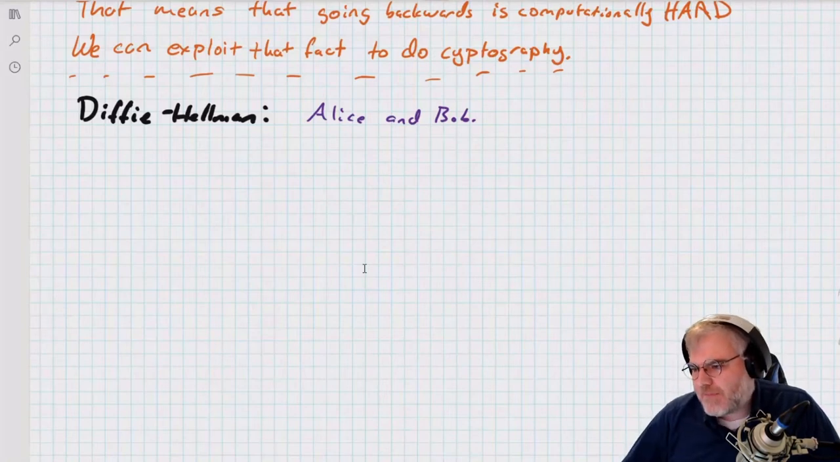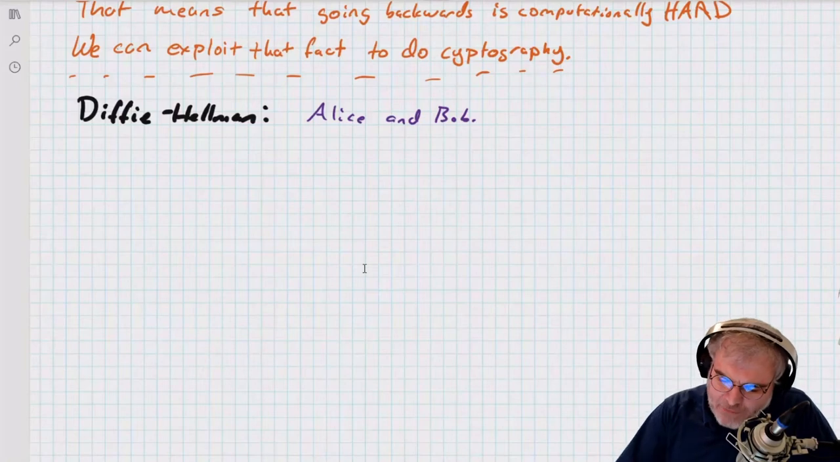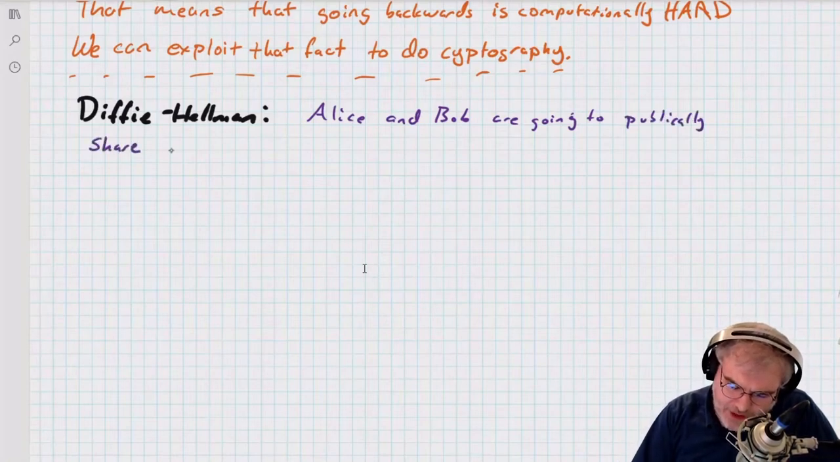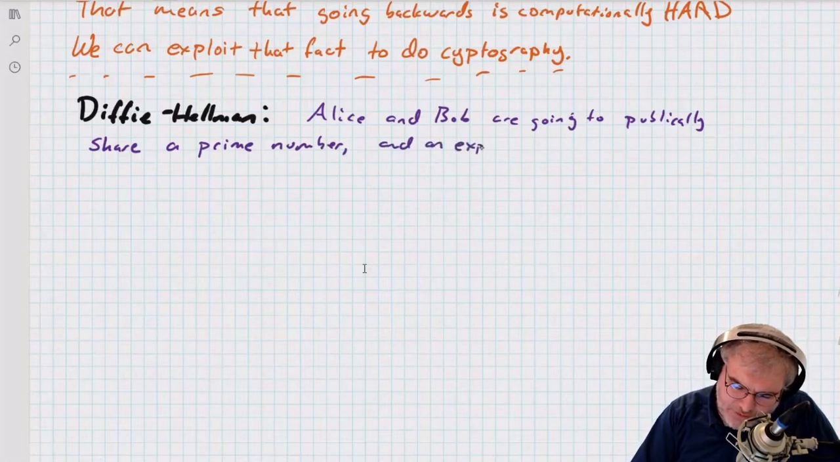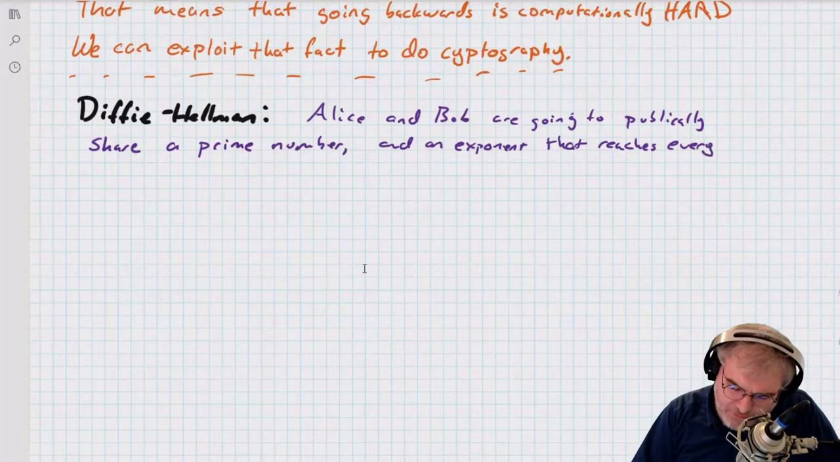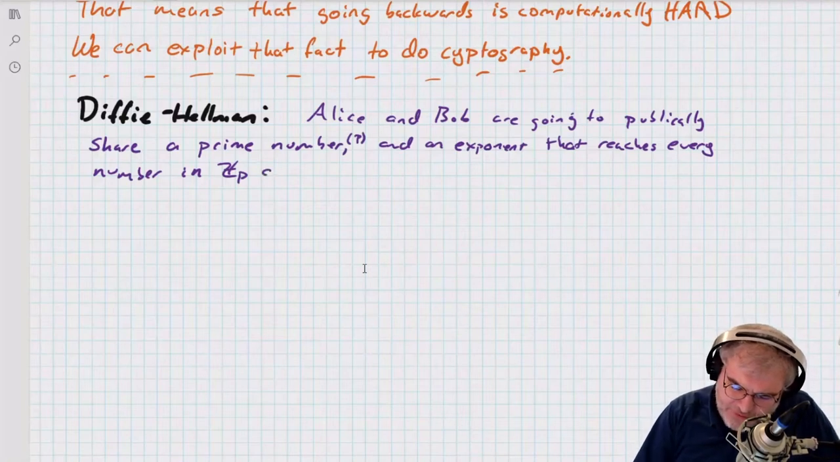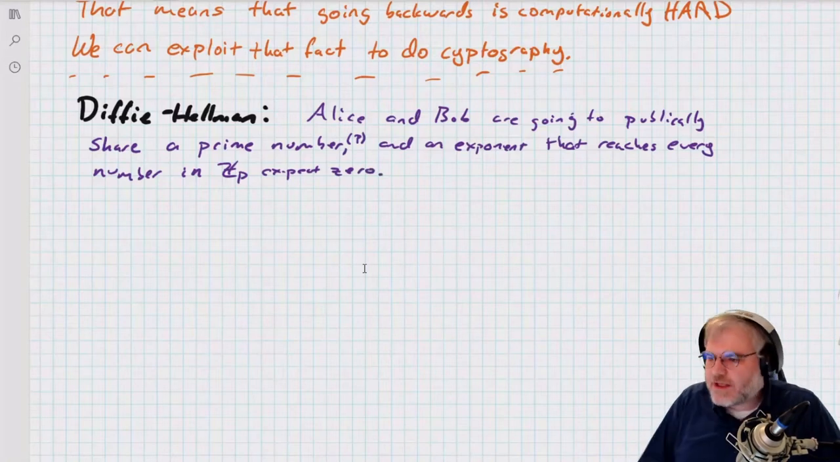We're going to pick a prime number, and then we're going to pick a generator for that. So Alice and Bob are going to publicly share a prime number and an exponent that reaches every number in Z_P, a prime number P, and an exponent that reaches every number in Z_P except zero. Okay, so let me show you how that works.